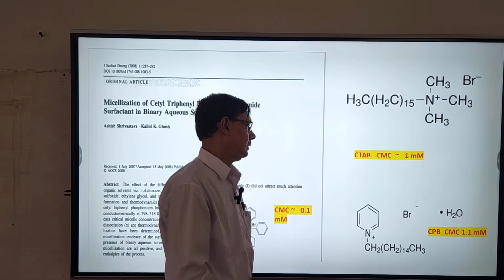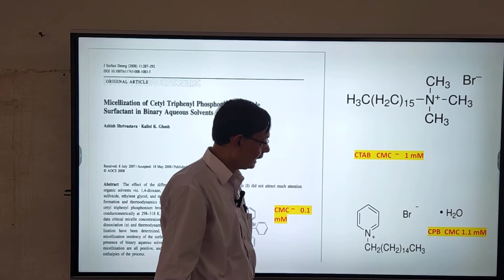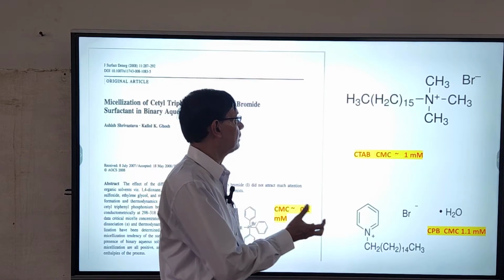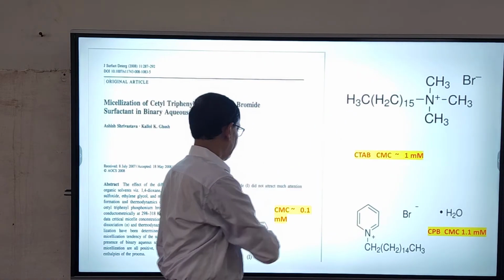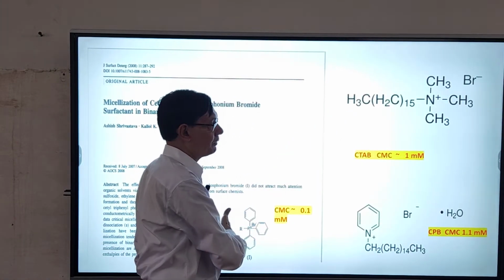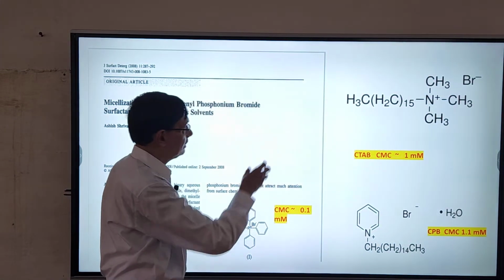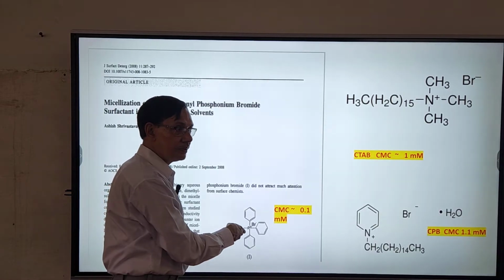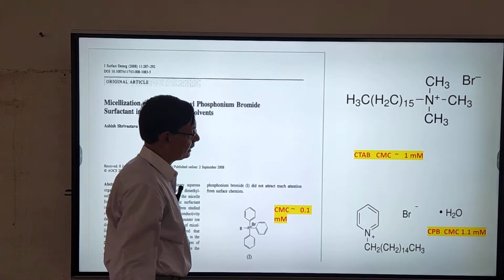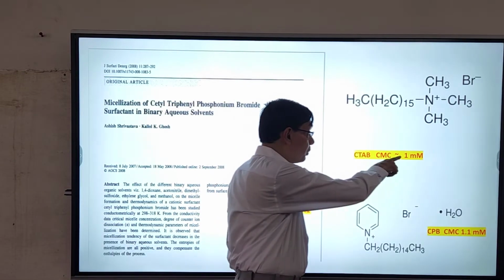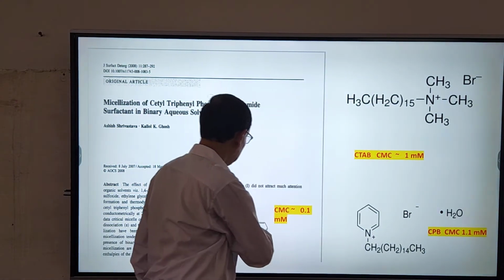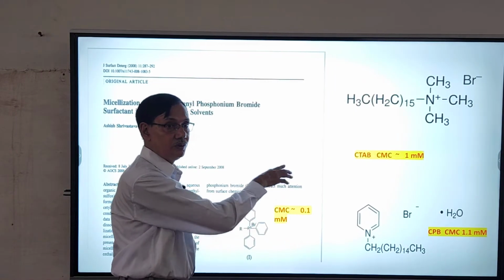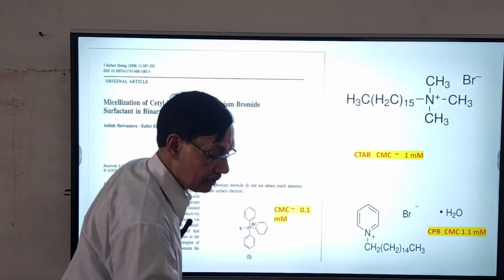That means if I change the head group, there is a drastic change. The tail is the same, the hydrophobic effect is the same, but there is quaternary nitrogen in one and triphenyl phosphonium in the other, so there must be some specific effect. Where it is 1 millimole for CTAB, in cetyl triphenyl phosphonium bromide it is 0.1. So you see the drastic effect.